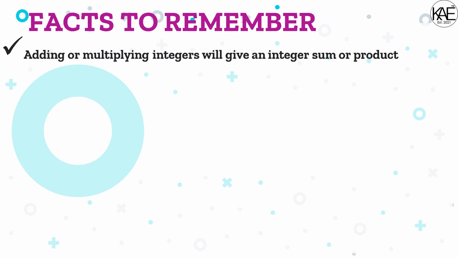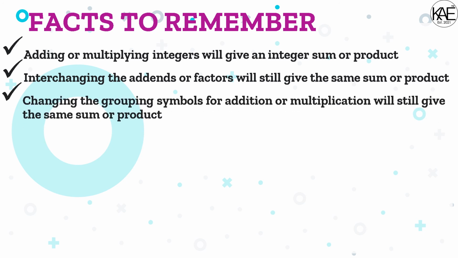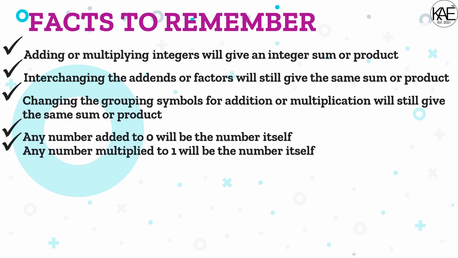To summarize, here are some facts to remember. Adding or multiplying integers will give an integer sum or product. Interchanging the addends or factors will still give the same sum or product. Changing the grouping symbols for addition or multiplication will still give the same sum or product. Any number added to 0 will be the number itself. Any number multiplied by 1 will be the number itself.